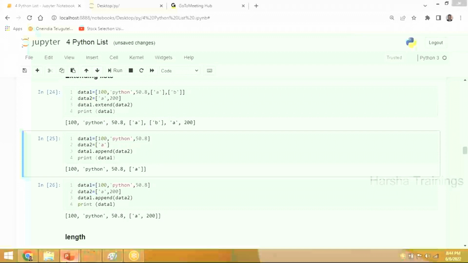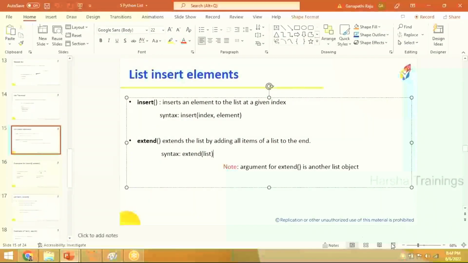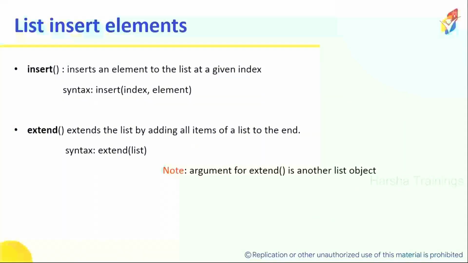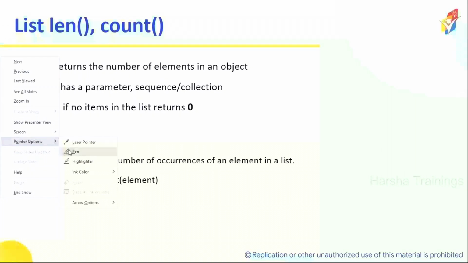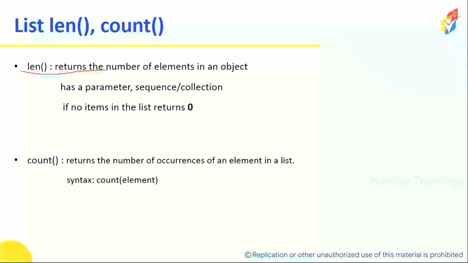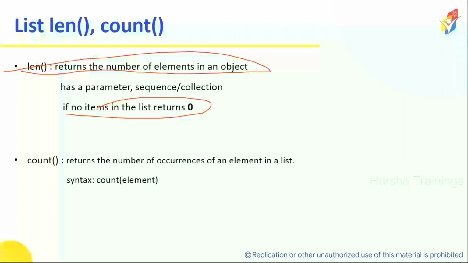Let me go to the PPT. We have done these two. Now let us go for the length function and count function. The length function returns the total number of elements in a list. If there are no elements in the list, it returns 0. The count function returns the number of occurrences.